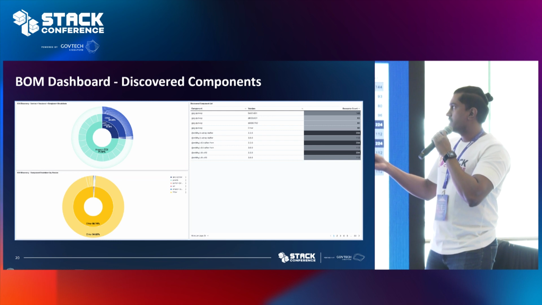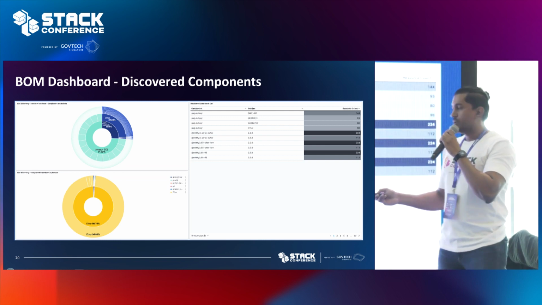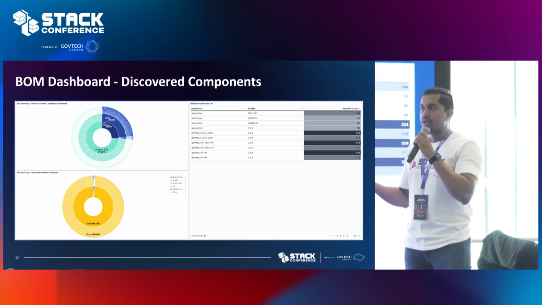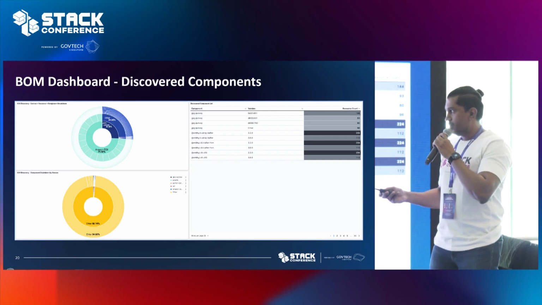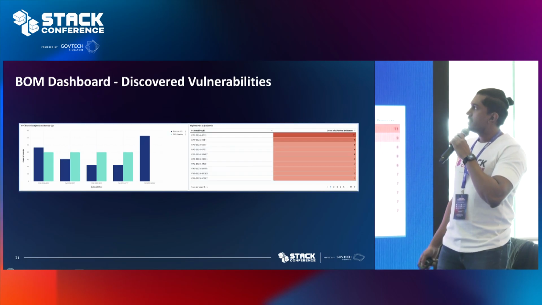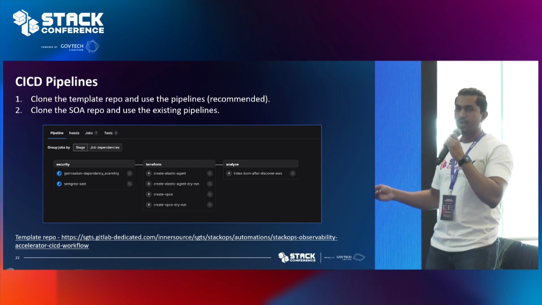The next one is for the components for the EC2 and Lambda functions. You will see what the components are and what the versions are. So if you have any requirement to use a particular version, you can check from here. This is the dashboard for the vulnerabilities. And the next one is the CI/CD pipeline.